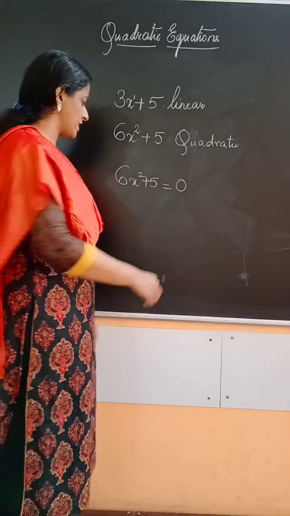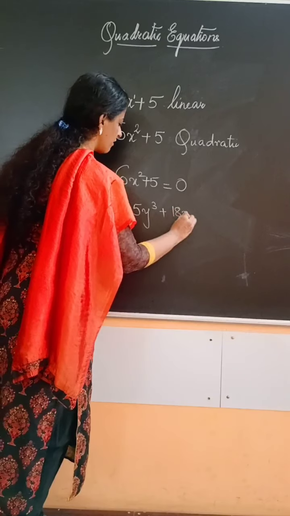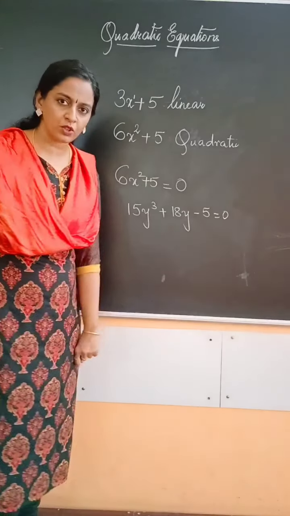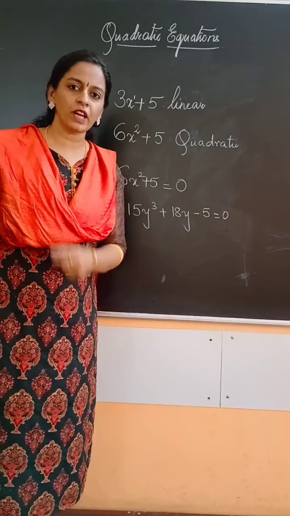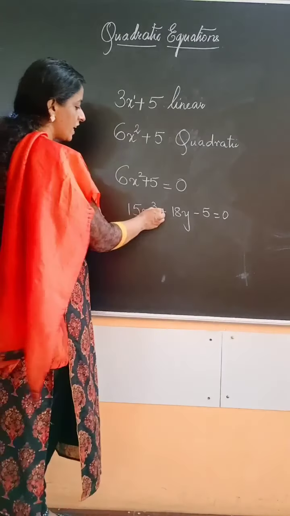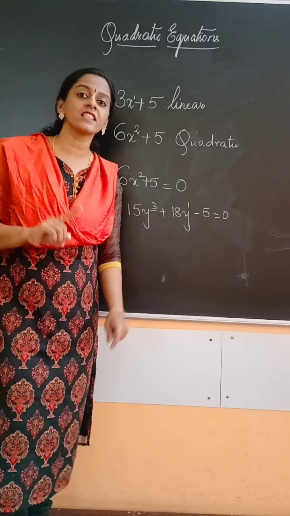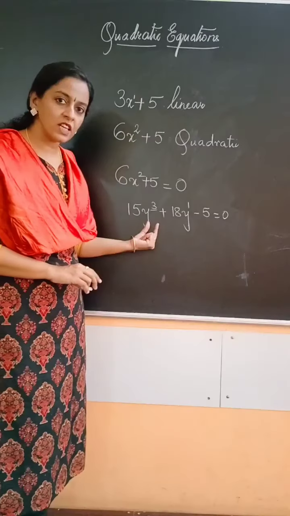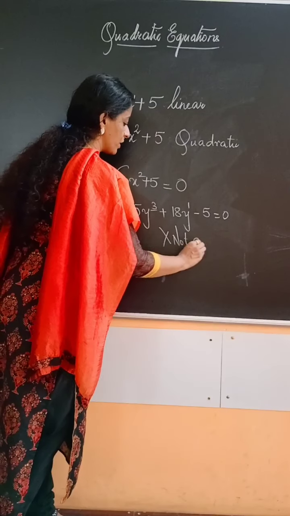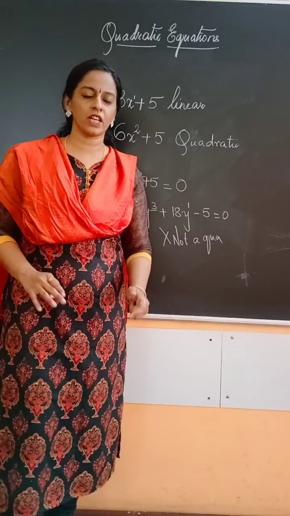If I give you an example this way, 15y cubed plus 18y minus 5 equal to 0, is this a quadratic equation? Just see the degree. The degree of y here is 3 and here the degree is 1. I told you for a quadratic equation the highest degree should be 2. As you can see, here the highest degree is 3, so this is not a quadratic equation. Understood what a quadratic equation is?